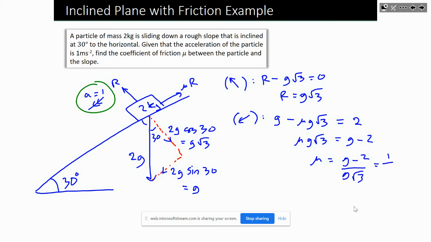which is 1 over root 3 minus 2 over g root 3, which you don't have to do, but it's nice to recognize that you can simplify things a little bit. So 1 over root 3, take away 2 over 9.8 root 3, and it gives us a value of mu to be 0.460 to 3 significant figures.